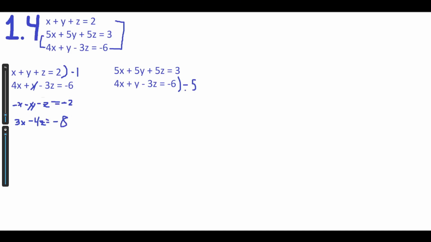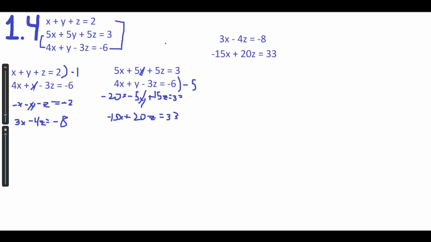Now over here, we will get negative 20x minus 5y plus 15z equals 30. So our y's cancel. Adding down, we get negative 15x and 15z plus 5z is 20z. Then adding down, we get 30 plus 3 is 33. Alright, so I've rewritten it up here, just so you guys could see that.